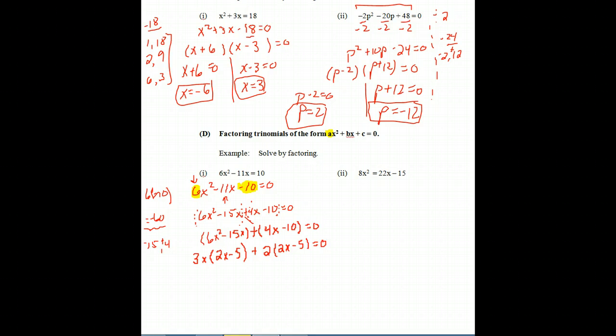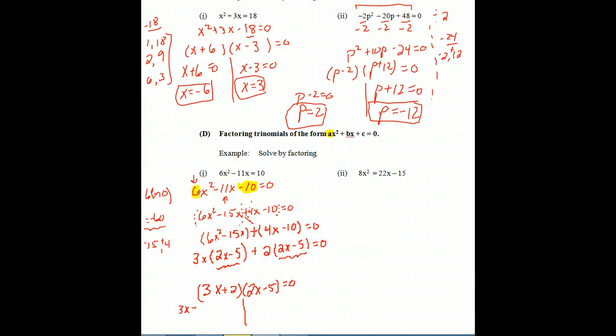And if you've done this right, you should have your brackets working out to exactly the same. So write down the numbers you have outside. 3x plus 2 in one set of brackets, and then you just take one of these. And now solve using zero property.